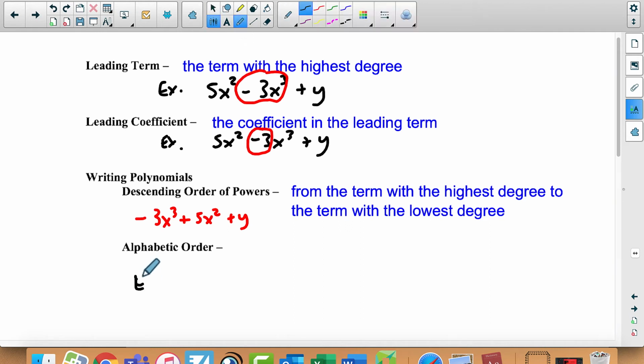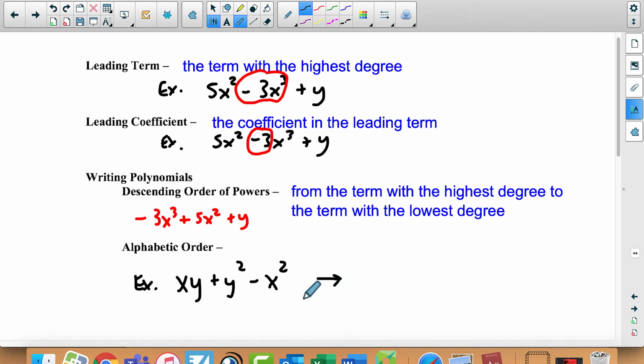But these can be very difficult to understand exactly which order to do. So if we had xy plus y squared minus x squared, look, they all have the same degree. The degree of this is 2, because 1 plus 1 is 2. The degree of this is 2, and the degree of this is 2. You have three terms, and they all have the same degree. So descending order of powers, well, I don't know what to do. So what you want to do in this case is try to do it in alphabetical order.